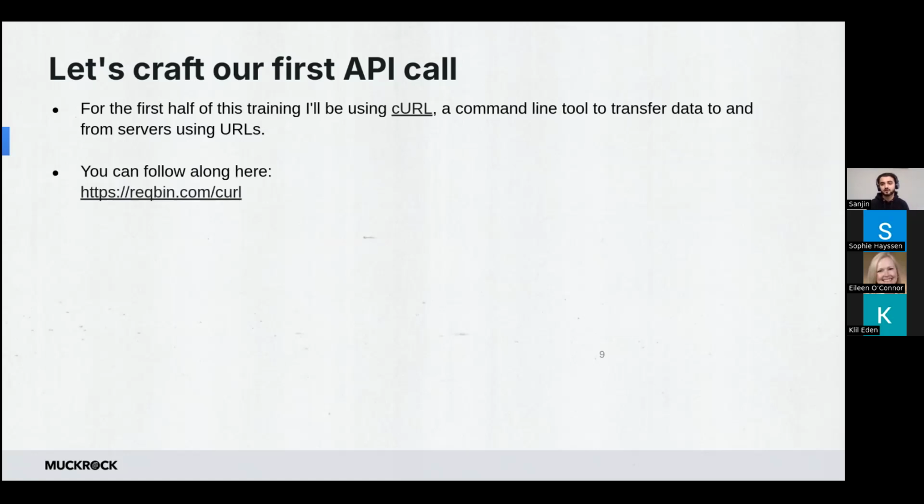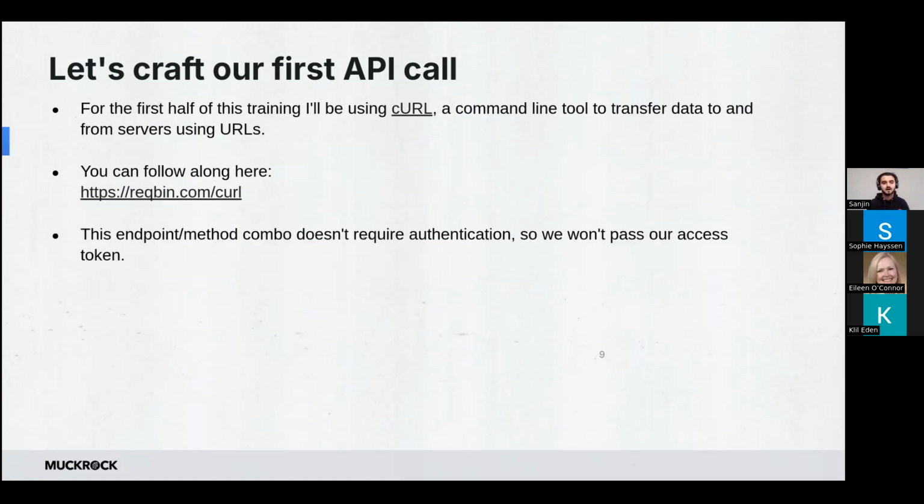To make it even easier for the unauthenticated requests, and I'll specify which ones are authenticated and unauthenticated, you can follow along by actually pasting the curl commands into this URL, which allows you to run curl commands on a server without having curl installed on your local machine. This endpoint method combination for this request, where we're looking up MuckRock requests that have the word recipe, doesn't require authentication. So I won't be passing our access token. This is the curl command.